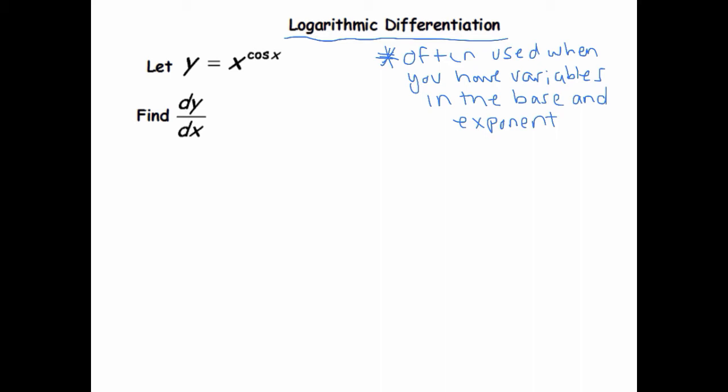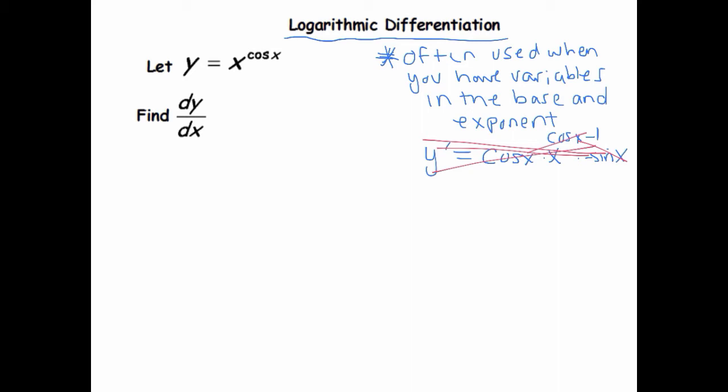What a lot of students think is that they'll think, oh, okay, this is easy. Y prime equals, I'm just going to bring down the cosine of x times x to the cosine of x minus 1. And then if they really think they're clever, they may even times by the derivative of cosine of x using the chain rule. But that's not correct, because that's applying the power rule, which only applies when you have a variable in the base and a number in the exponent. But this time we've got variables in both spots. So we're not going to do that because it's wrong.